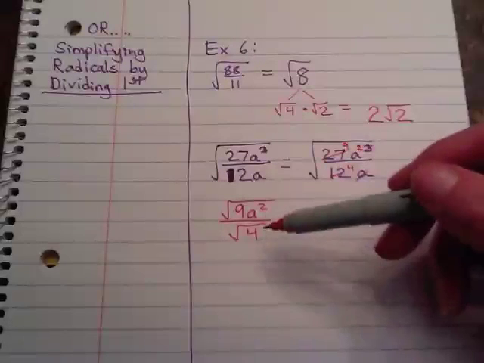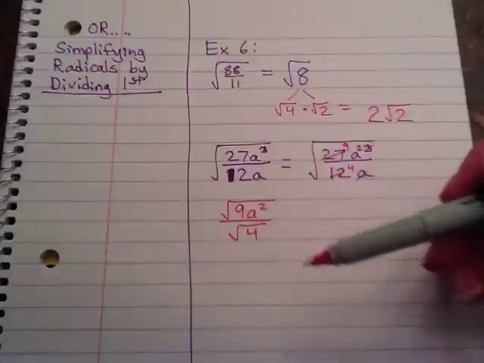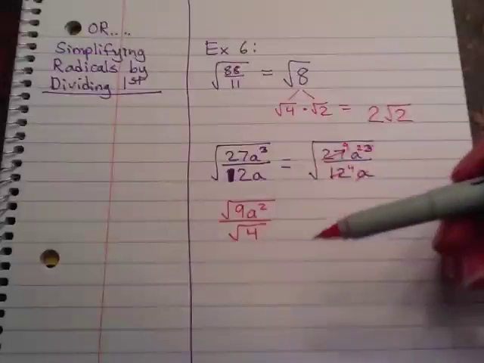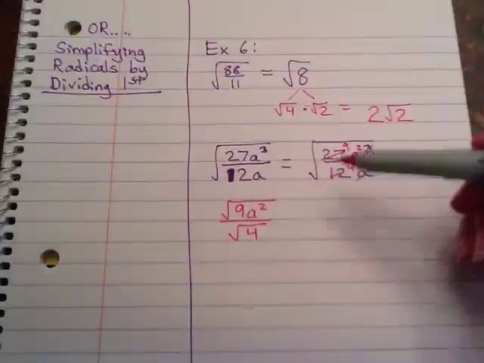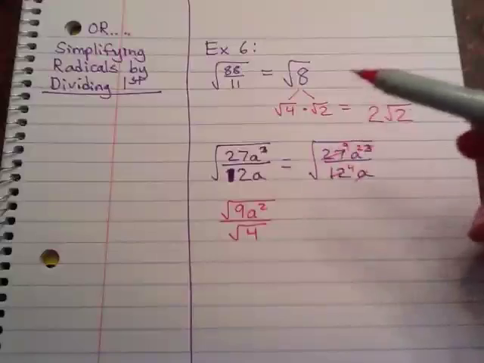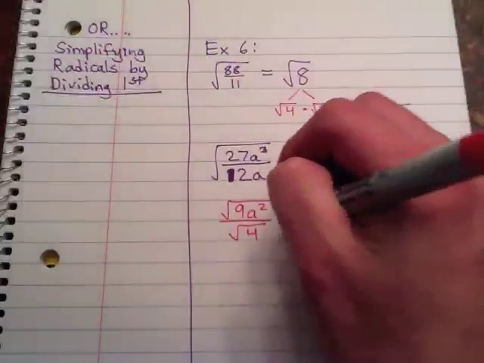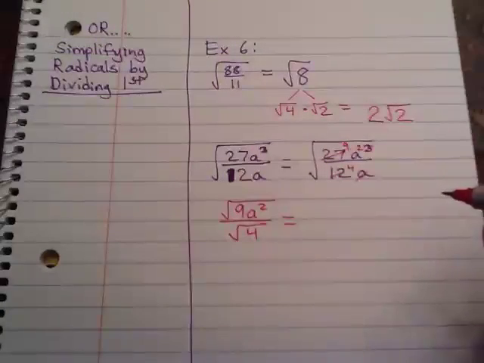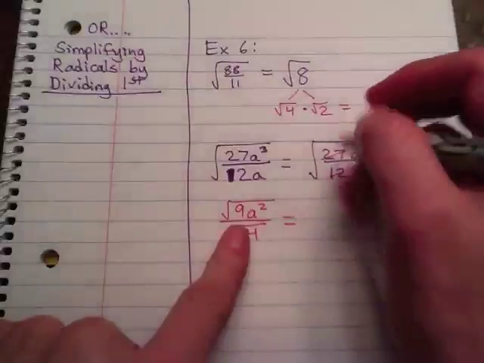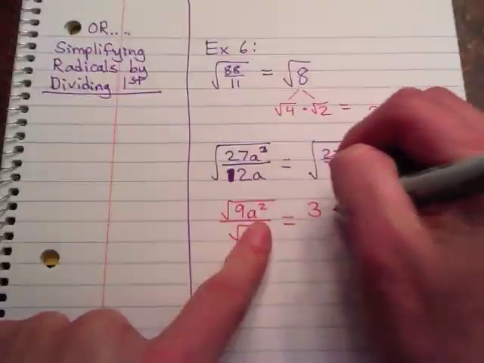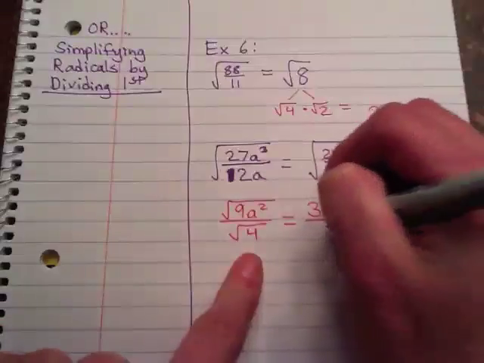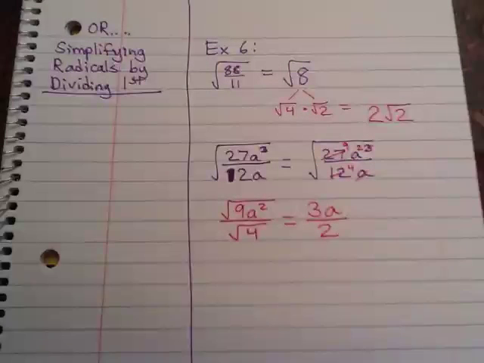I split them up now because I noticed I had perfect square factors that I could start simplifying. Otherwise, I could have left it as a full square root and looked to see if anything else simplified further. So now I'm ready to simplify the numerator and the denominator individually. Square root of 9 is 3, square root of a squared is a, square root of 4 is 2, and that's my answer.